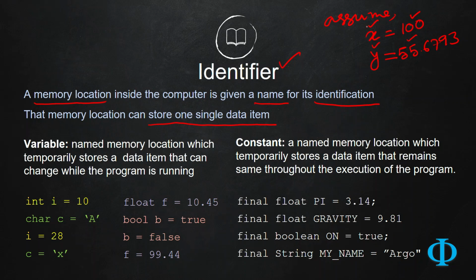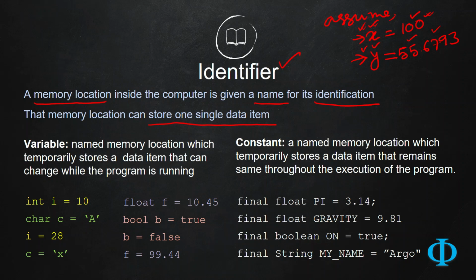In that case, this X and Y are exactly same as the identifier in the context of programming. So identifiers are also used to store some kind of value inside some given name, like storing 100 in a given name X, or storing the value of 55.6793 in a given name Y, something like that.